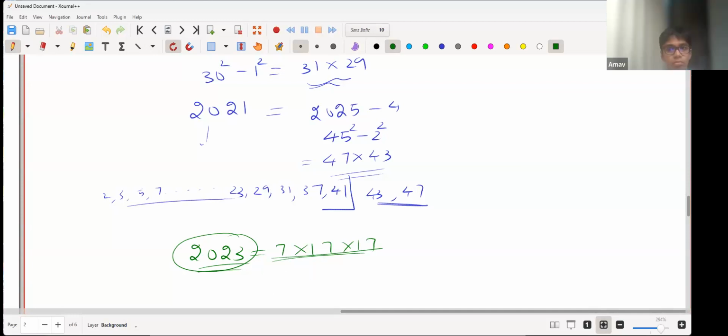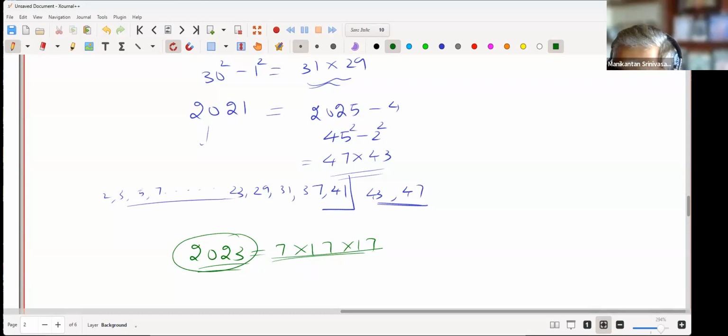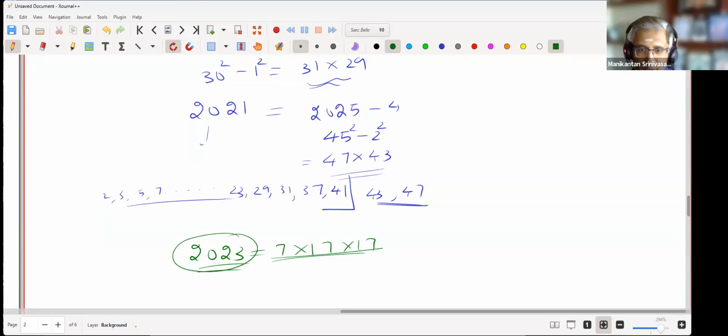Which is that number? 289. Agree or disagree, Rachit? Yes, I agree. Disagree. Sorry, Snigdha, go ahead. Disagree. There's also 1. Exactly. 1 is also a perfect square, right? Yeah, very good. So it's 7 power 0 into 17 power 2.